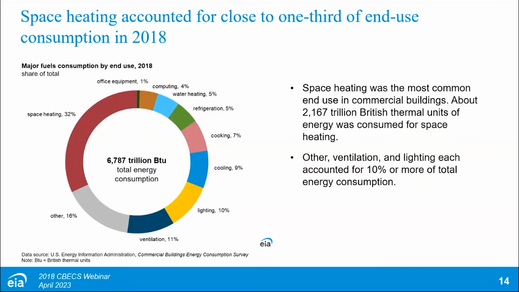CBECS also breaks out energy consumption by 10 major end uses. The most common end use continues to be space heating. This accounts for about 1/3 of the total energy consumption in commercial buildings. Space heating was the most prevalent end use for all the fuel types except electricity, where electricity is used mostly for cooling, ventilation, and other end uses before its consumption for space heating.